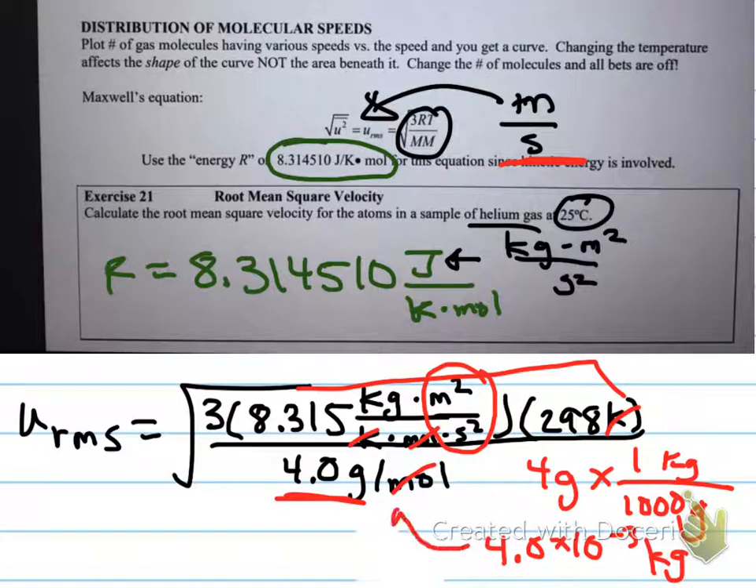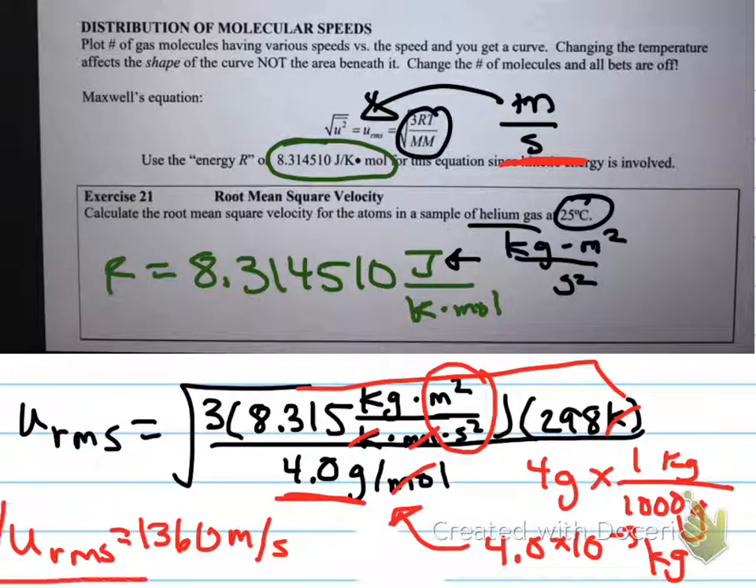So you can go ahead and replace this number here. So you're going to do the square root of 8.315 times 298 divided by 4 times 10 to the negative 3rd kilograms. Go ahead and plug that in your calculator. And hopefully you got that our root mean square equals, in our problem we were given 3 sig figs because we added, so we're going to say 1,360 meters per second. So this is the speed of helium atoms in a room at 25 degrees Celsius.